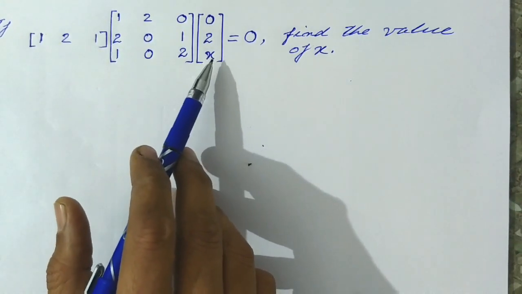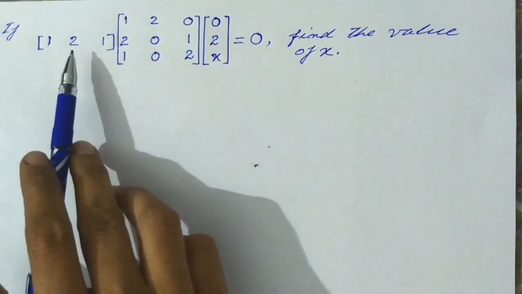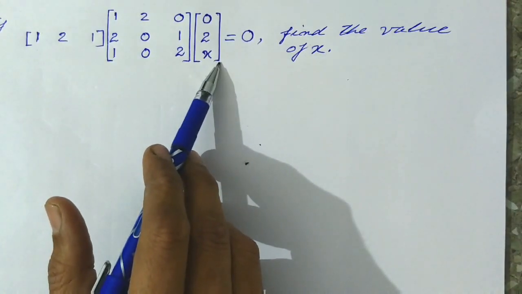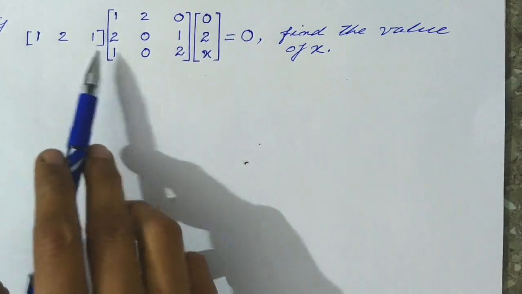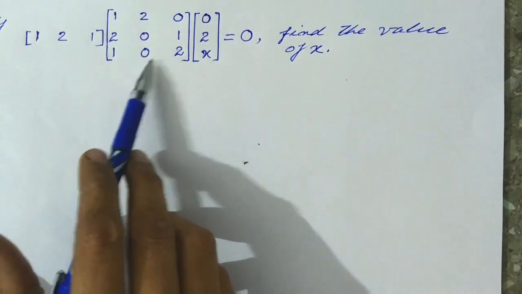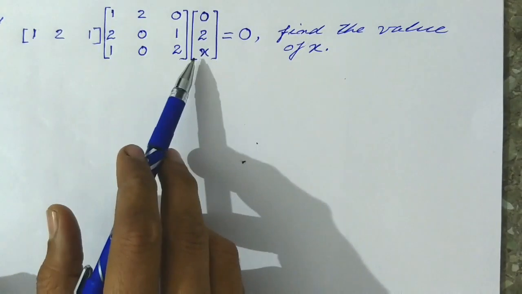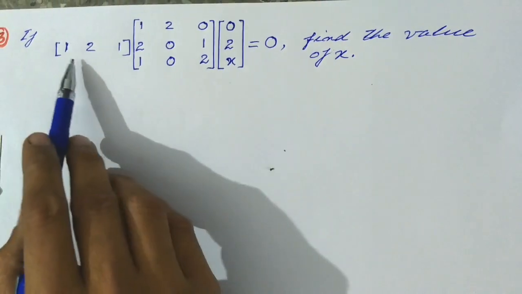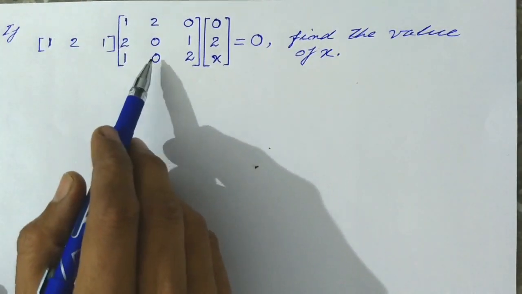So here we have to multiply any two of these three matrices first. We may multiply first and second, or we may multiply second and third. In any way we can perform this operation. So let's multiply the first one and the second one.